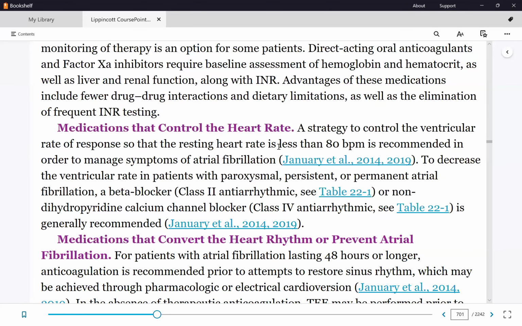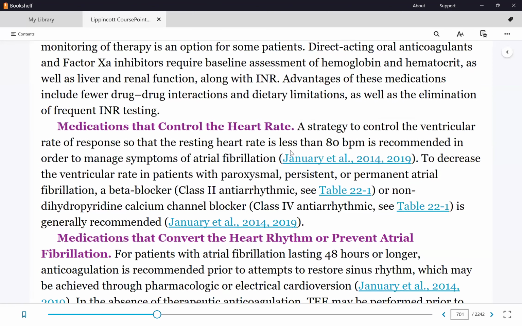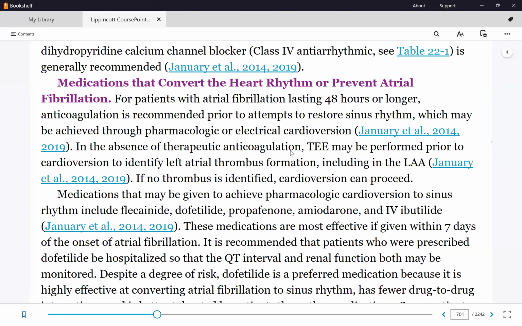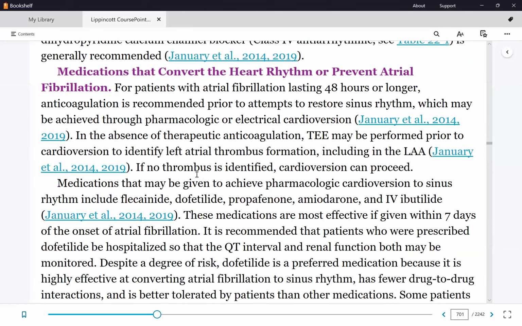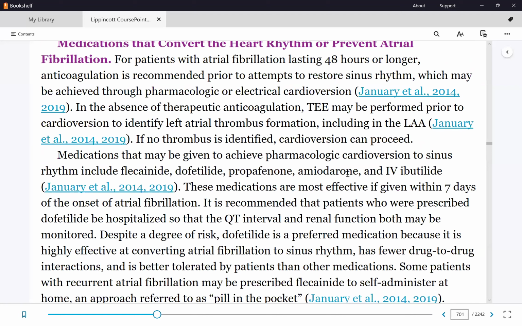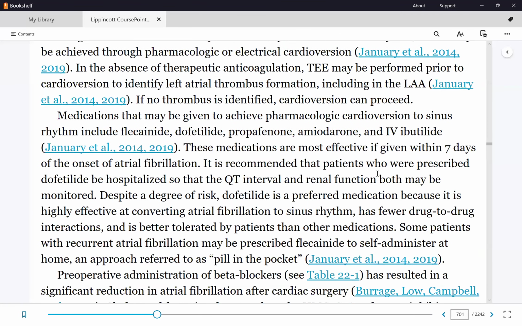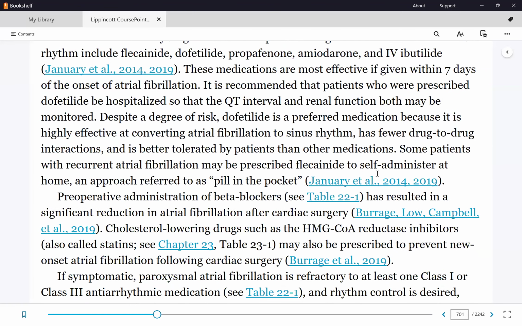So medications to control the heart rate. We mentioned calcium channel blockers, beta blockers. And we have the next one, options to convert. So these are the drugs used to convert. Flecainide, dofetilide, propafenone, amiodarone. Okay, we mentioned some of these earlier already. So the goal for these is to convert the rhythm. This is again only for new onset. These will not be effective for persistent, long-standing AFib. I mean, it's useless.